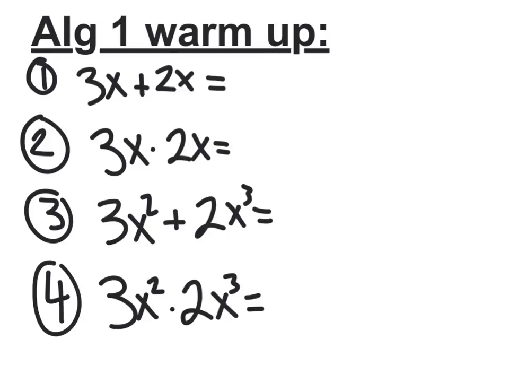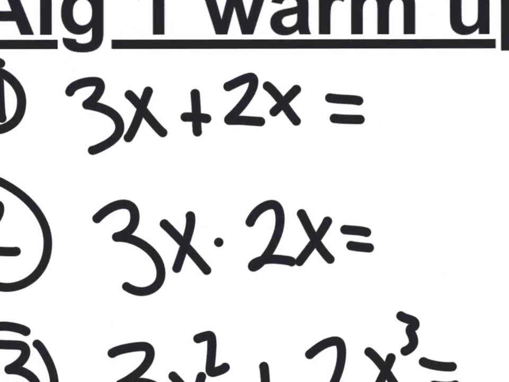So we're doing this warm-up and we're recording it to clarify certain points here. There are certain times when we could actually combine like terms, and there's certain times that we could multiply where the exponents change. Number one, you have 3x plus 2x. What's the answer? 5x. Easy, right?